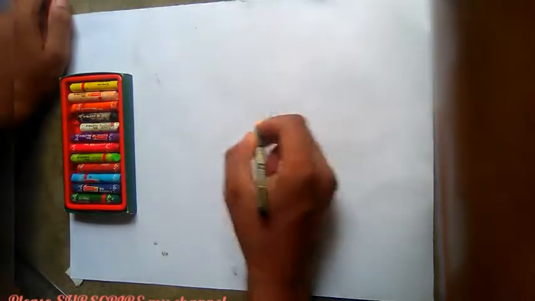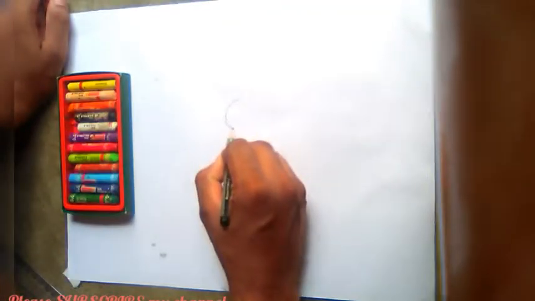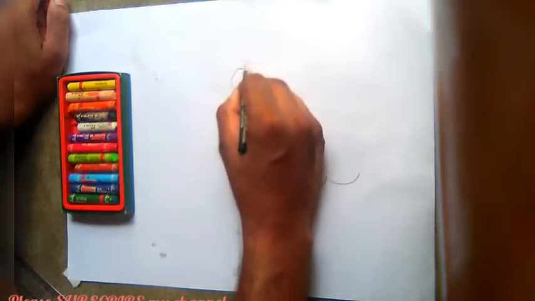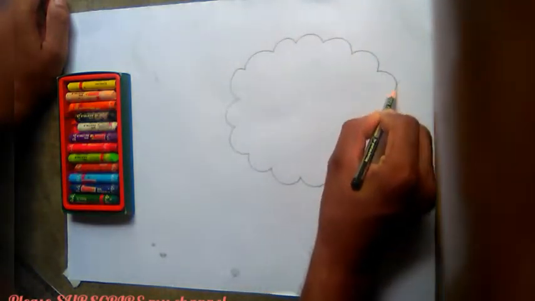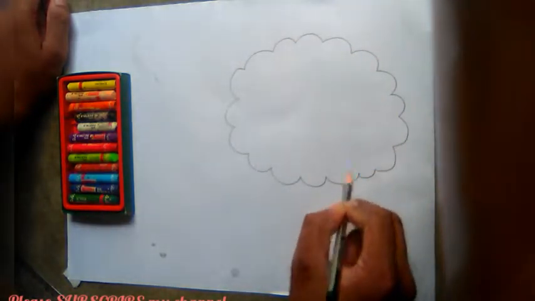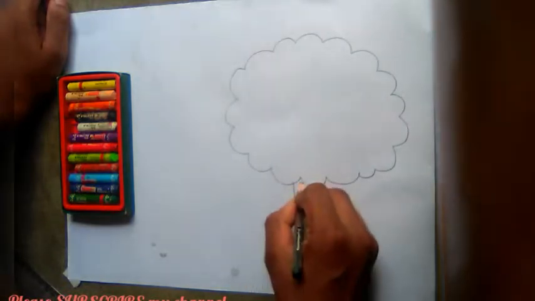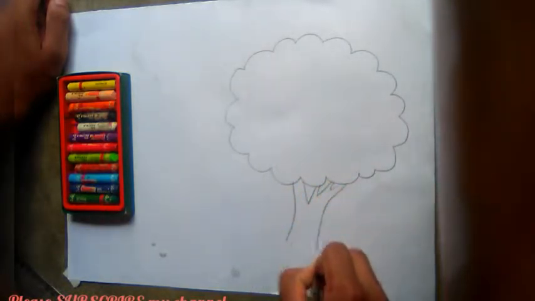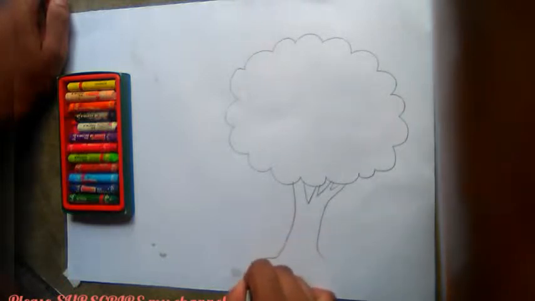All the students, in this class 3, I draw a tree in a simple way. This is only for kids. And later I will obviously make a video about the advanced students.